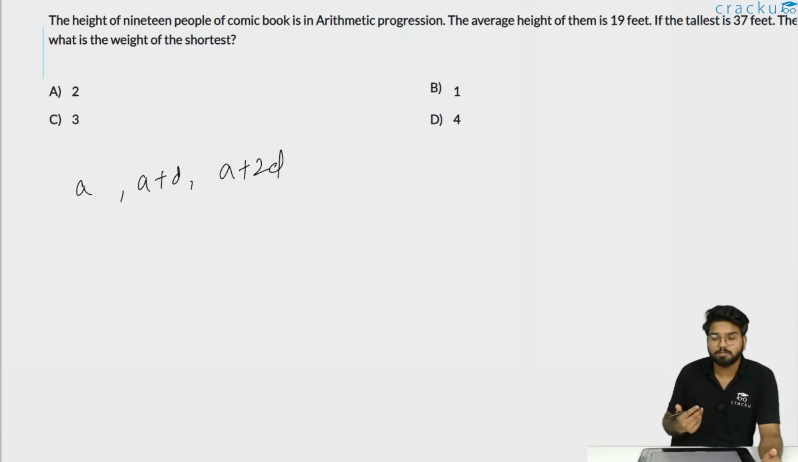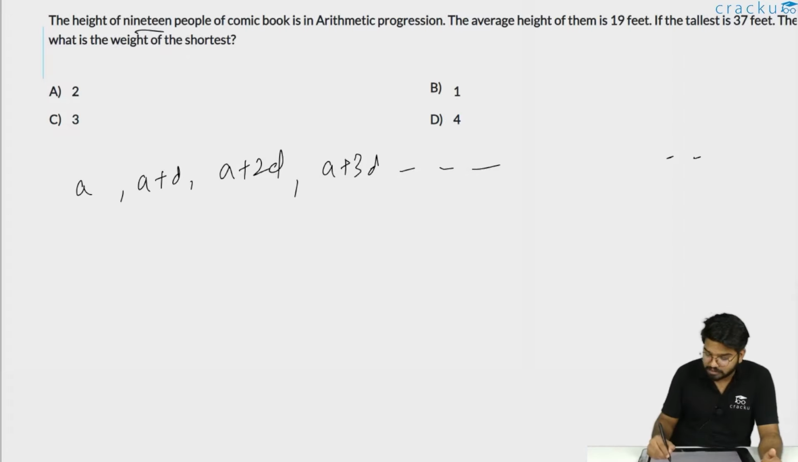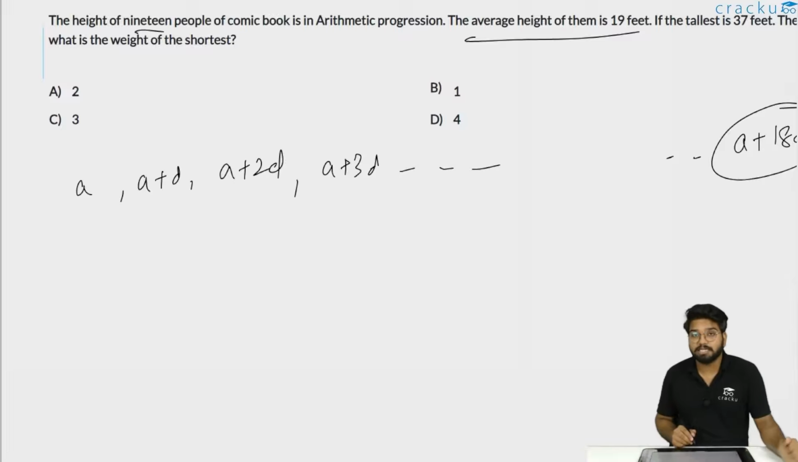I hope you know this basic. Then we have A plus 3D and so on, and there are 19 people. So the height of the last person is A plus 18D. The average height of them is 19 feet. We are given the average height. Now, assume that we have 19 people and they are in AP, that is arithmetic progression. So the average height will also be that of the middle person.